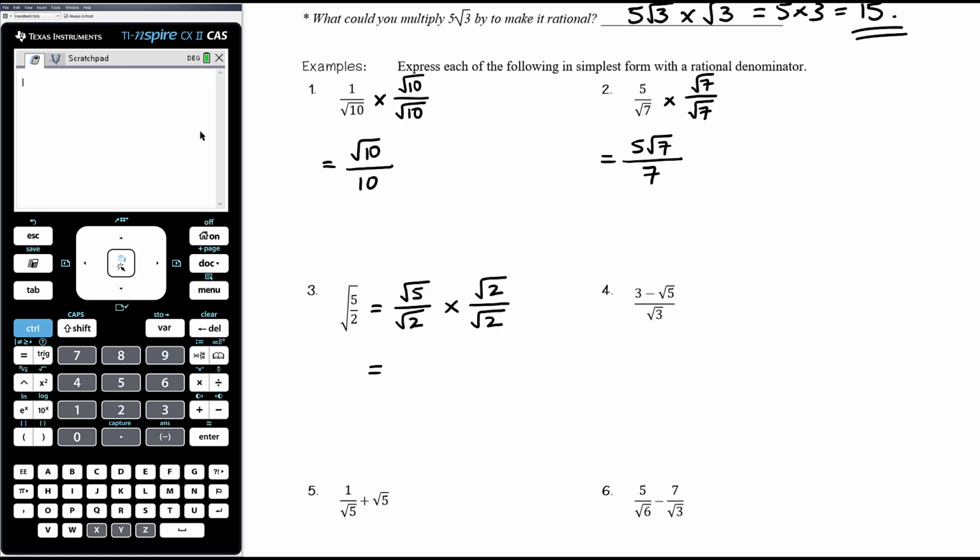So be careful what you write. I don't want you to write times root 2, because it's not what you're doing. You're multiplying by root 2 over root 2. On the numerator, root 5 times root 2 is root 10, and on the denominator, root 2 times root 2 is 2. Now, root 10 divided by 2 is not root 5, okay?